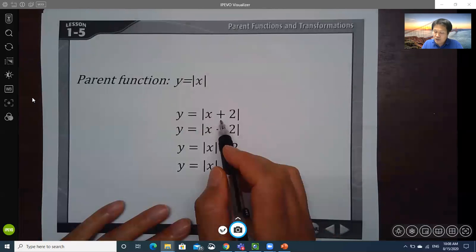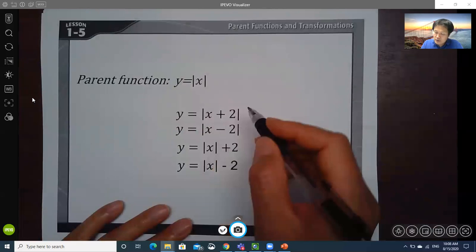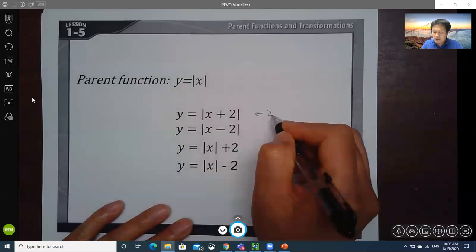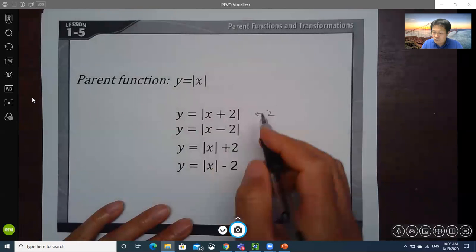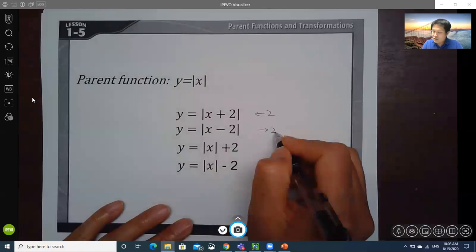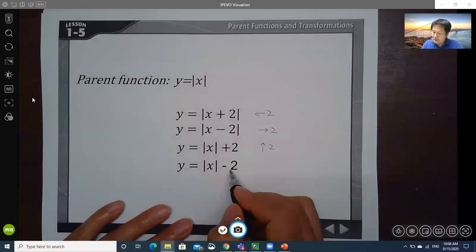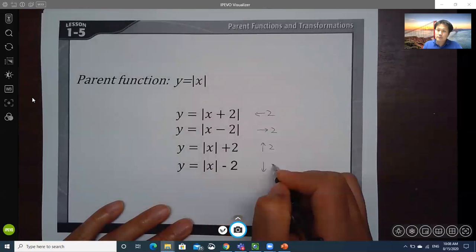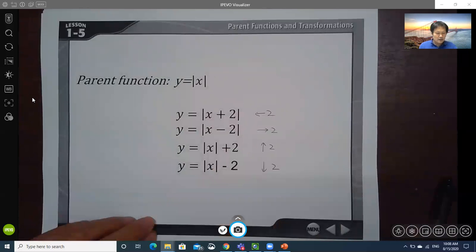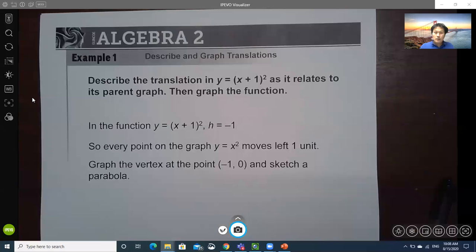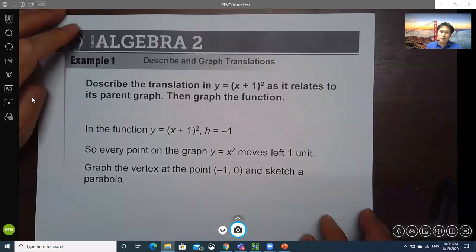Okay, so plus 2, yes, x can see it. So it should be left by 2. X minus 2, yes, x can see it. You gotta go right by 2. X and 2, cannot see it. You gotta go up by 2. X and minus 2, x cannot see it, down by 2. Okay, so if you got this, then you should be able to handle something like this.